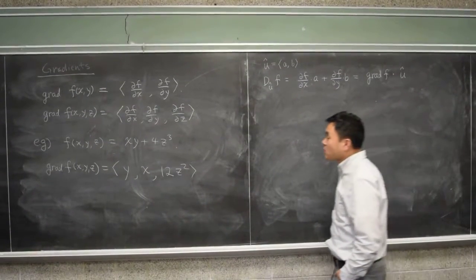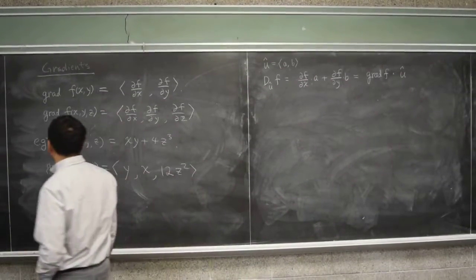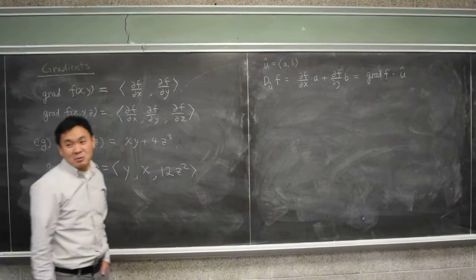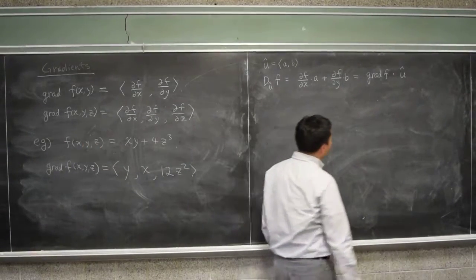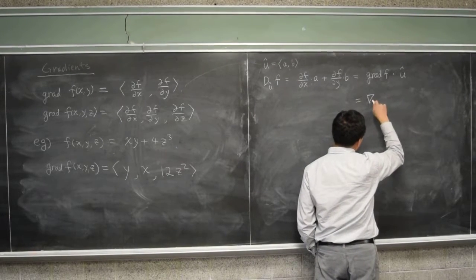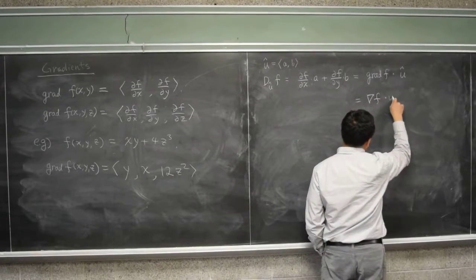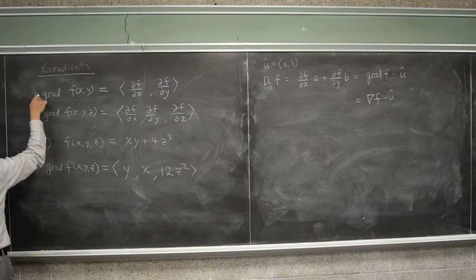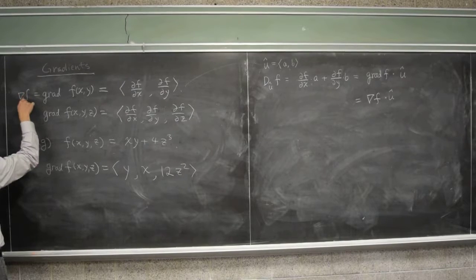Now there's another symbol for gradient. Sometimes writing grad all the time is time consuming, so people simply write down this symbol, nabla. This looks simple. Okay, so another symbol for gradient is nabla of f.